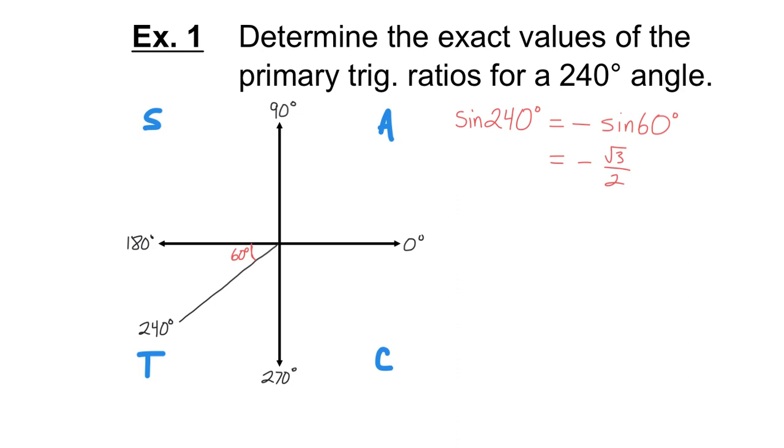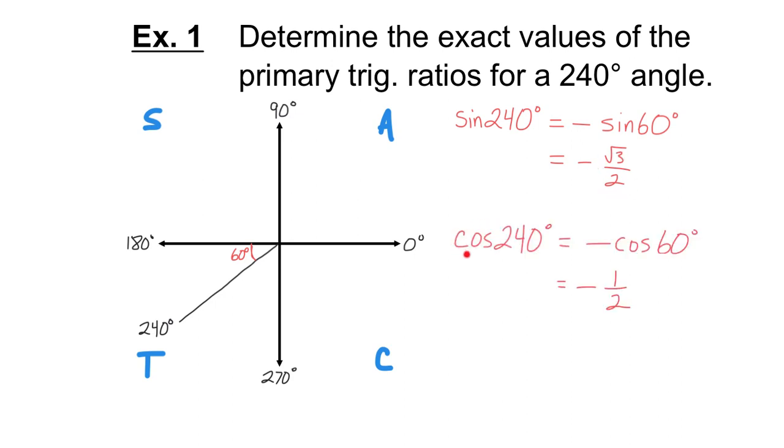The only difference is the sign. 60 degrees is in the first quadrant, so sine of 60 is positive. 240 degrees is in the third quadrant, so the sine of that angle is going to be negative. But the absolute value is the same.